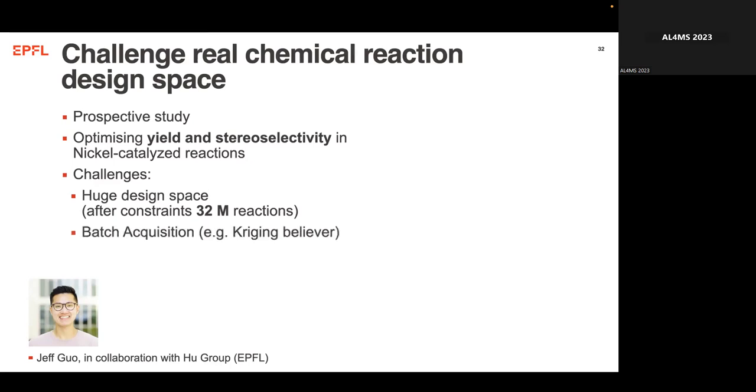And with so many reactions, other challenges come up. For example, if you want to do batch acquisition, like the Kriging believer, you basically select one point, then you get the prediction by your surrogate model, you add it to your data set, you retrain the surrogate model, and you select the next point again. It suddenly becomes kind of expensive, even in computational time, if your model training and the predictions on the 32 million reactions is computationally expensive.